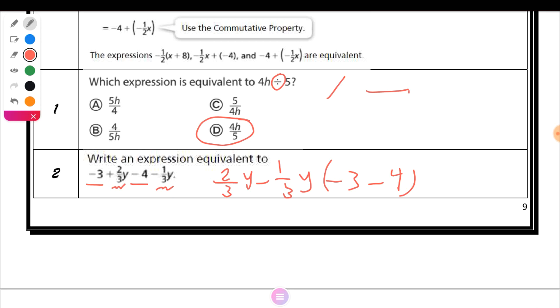We will use the distribution property for this one. So first we have both y: 2 over 3 minus 1 over 3 is 1 over 3. Then minus 3 minus 4, it's a similar sign. In case of similar sign, put the sign and add, so 7. So it's -7. The last form is 1 over 3y minus 7.